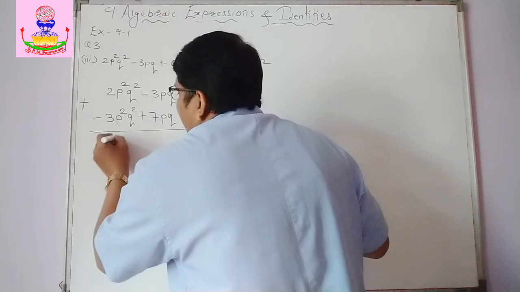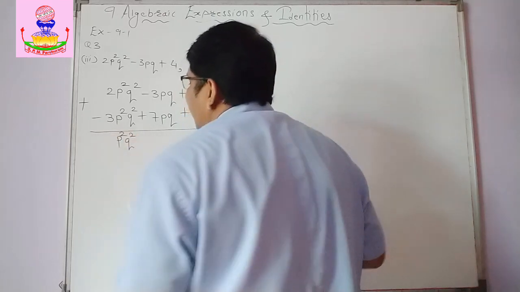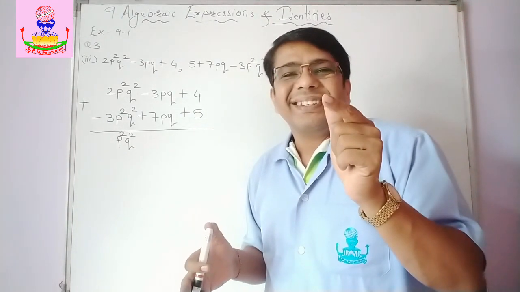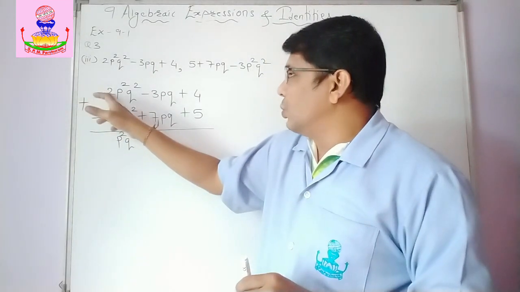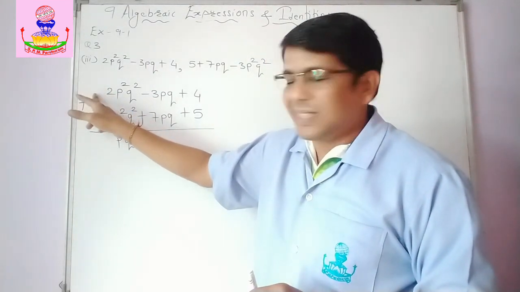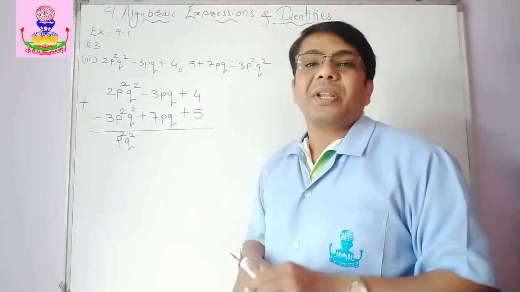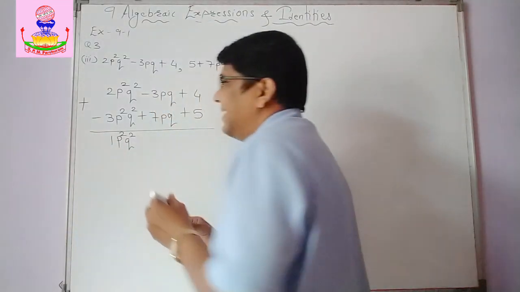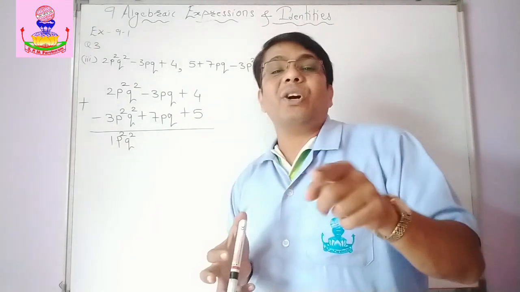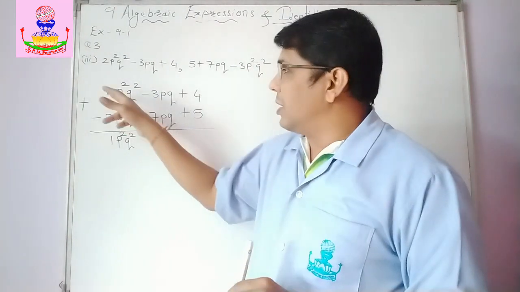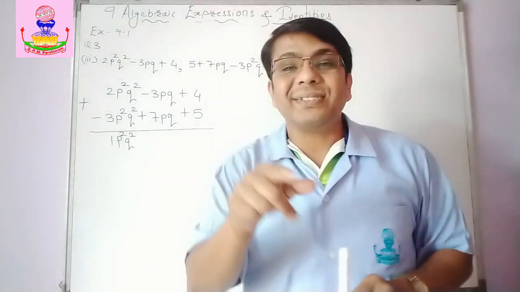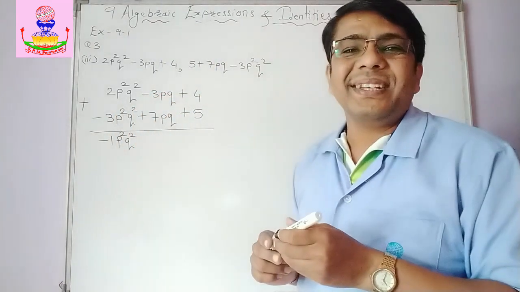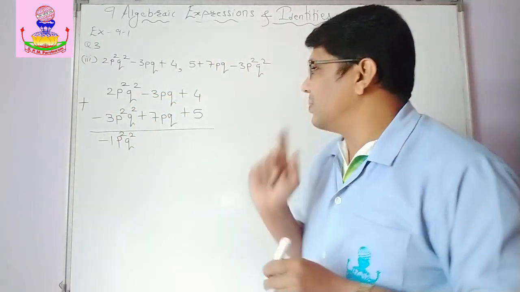Now here, p square q square, write the variables because operations are to be done with the coefficients. Now this is plus 2, no sign means plus. So plus 2 minus 3. Difference in sign, go for subtraction. So 3 minus 2, 1. And give the sign of the bigger number. Which is the bigger number here? 2 or 3? 3. What sign has it got? Minus. So give that same sign. So it is minus 1 p square q square.